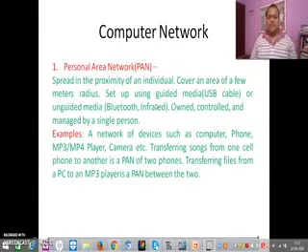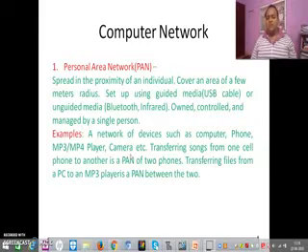It means that the network which is fully controlled by a single person is known as a personal area network. It is his or her wish whether to provide access to the network to one person or not. Wi-Fi hotspot, I am repeating again, is the best example. Now let us look at the example. A network of devices such as your computer, your phones, your MP4 or MP3 players, camera, etc. Transferring songs from one cell phone to another is a PAN of 2 phones.